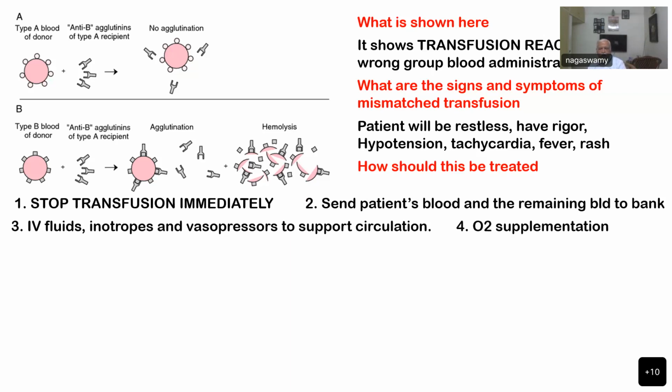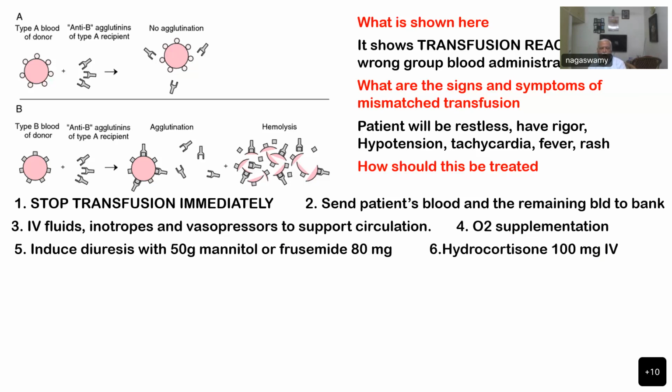Oxygen supplementation to be given to the patient. Induce diuresis with 50 grams of mannitol or 80 milligrams of furosemide. This is a very, very important step to wash out the hematin that has been released. And hydrocortisone 100 milligrams IV to be given. So these are all the steps that you have to follow.